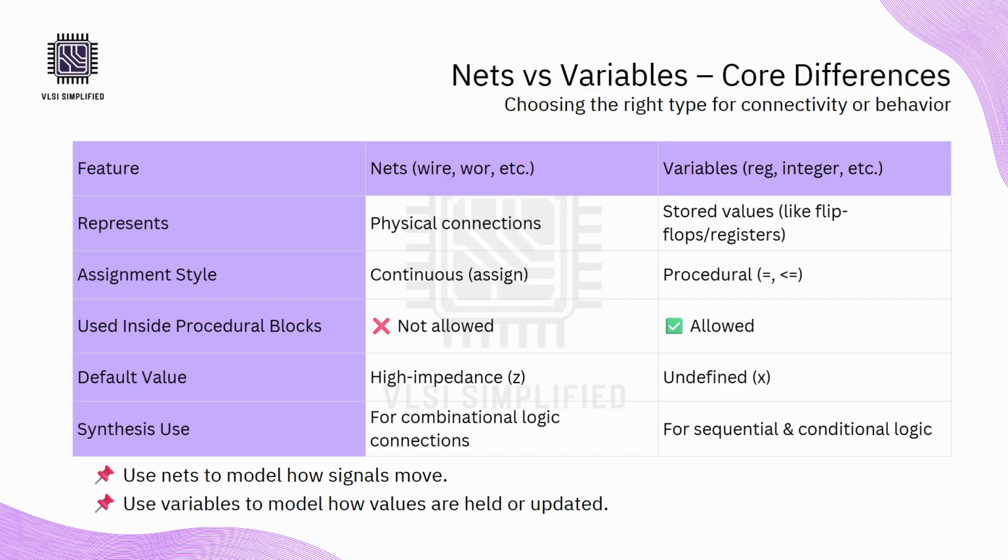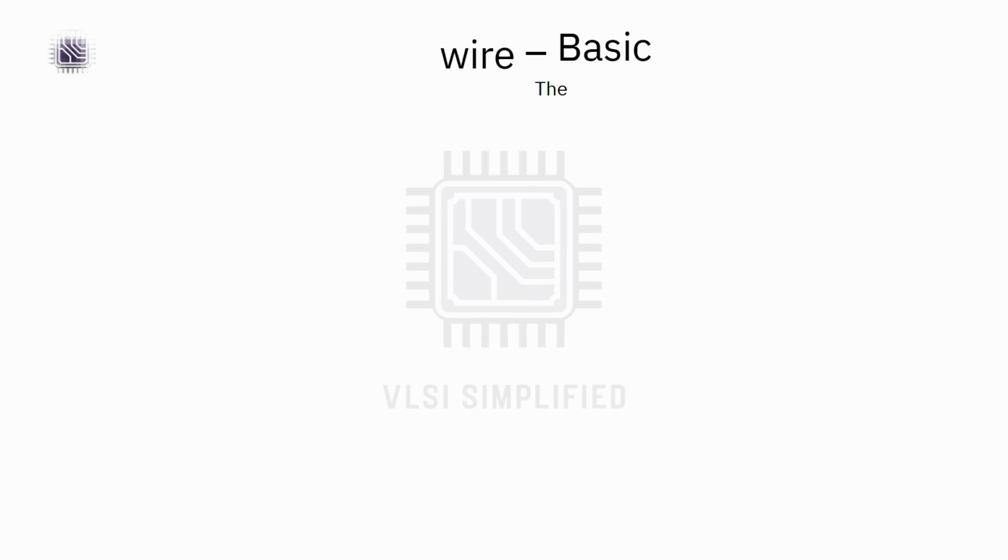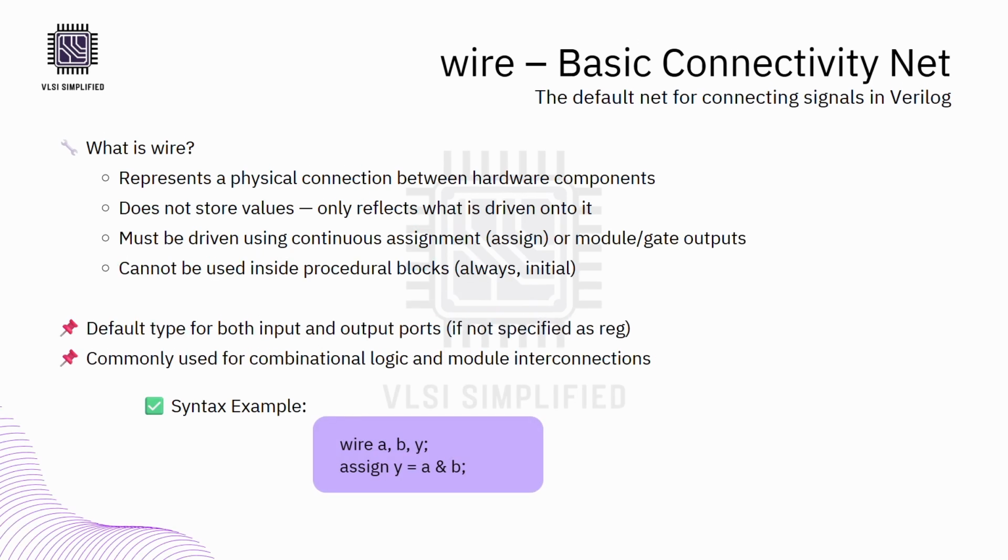Next, let's explore the most basic and widely used net data type, that is wire. So wire is the most basic and widely used net type in Verilog. It acts like a physical connection between 2 points, just like real world wiring in a circuit. So it doesn't hold or remember a value. It only shows whatever is driven onto it in real time. So you cannot assign a value to a wire inside a procedural block. Instead, we use continuous assignment statements like assign y = a & b.